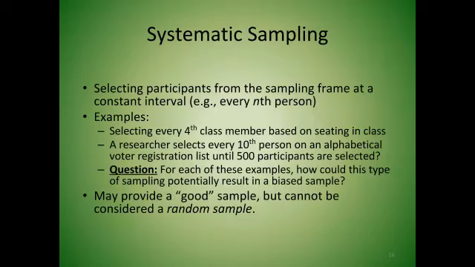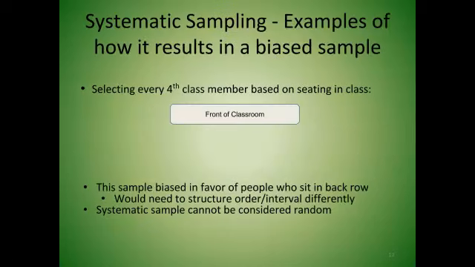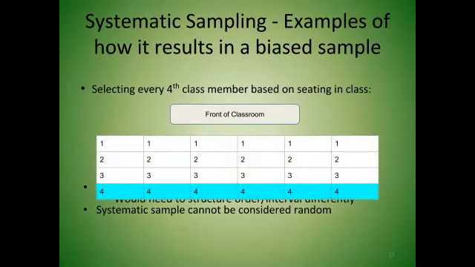A couple examples may be selecting every fourth person sitting in a classroom, or selecting every 10th person on an alphabetical voter registration list. And if this were an in-person class, this is where I would ask students to discuss and figure out how the sampling in each of these examples could result in a biased sample. But being this is not a live presentation, I'll just show you on the next slide. And here is a bit of an extreme example, but hopefully you can see here how misuse of systematic sampling could result in a very biased sample.